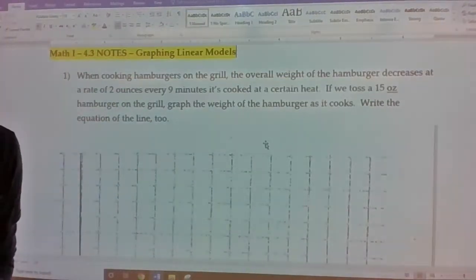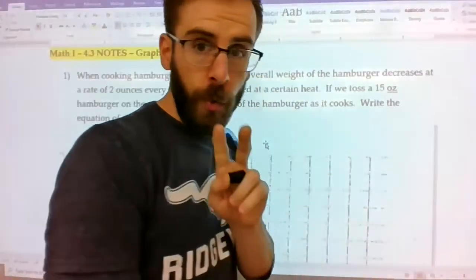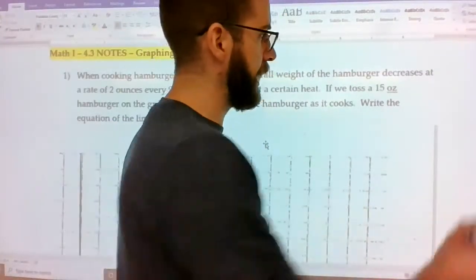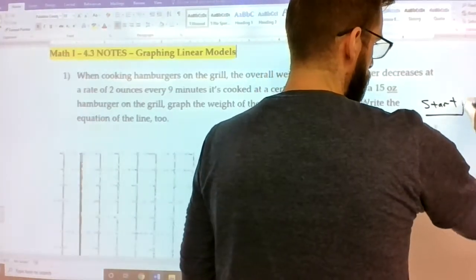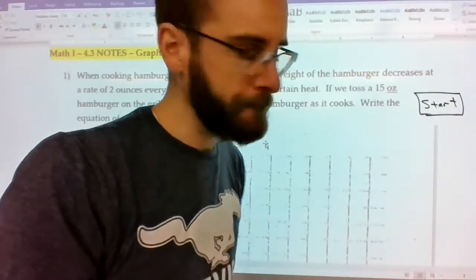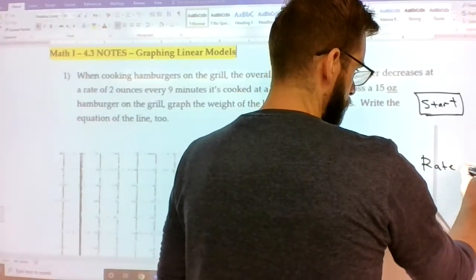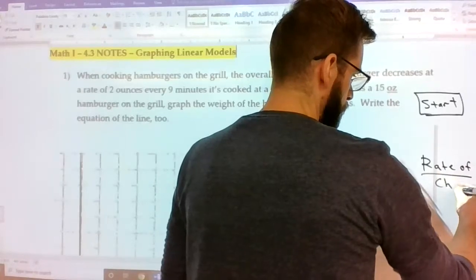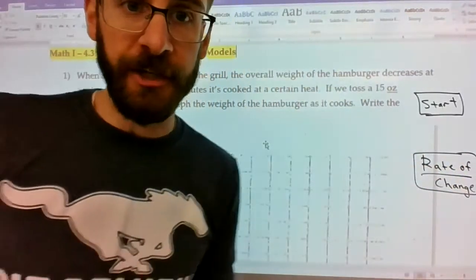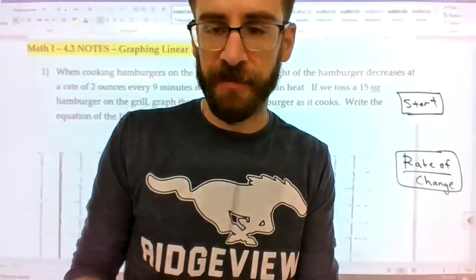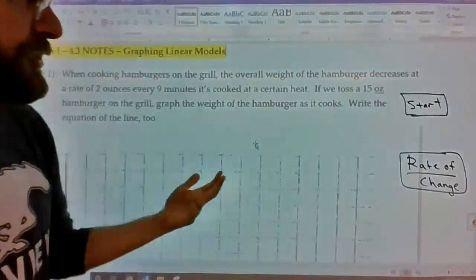So I'm going to, first of all, just map out off to the side the two really important pieces of info that we've got here. Where do we start? And what's our rate of change? Those are the two most important pieces of this graph, and if you can determine those, then you'll be in good shape. So the starting point.